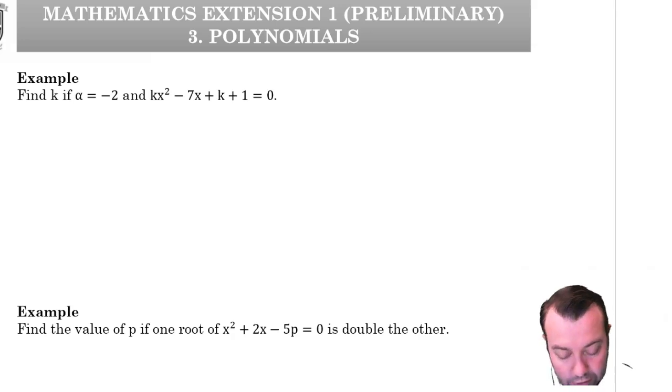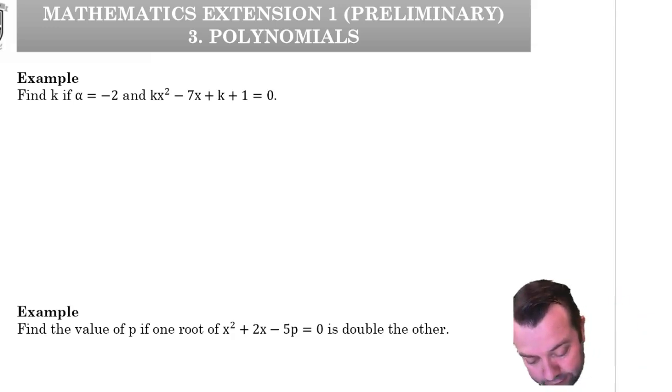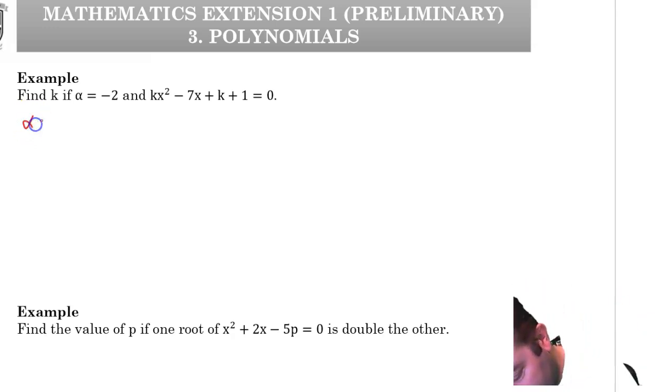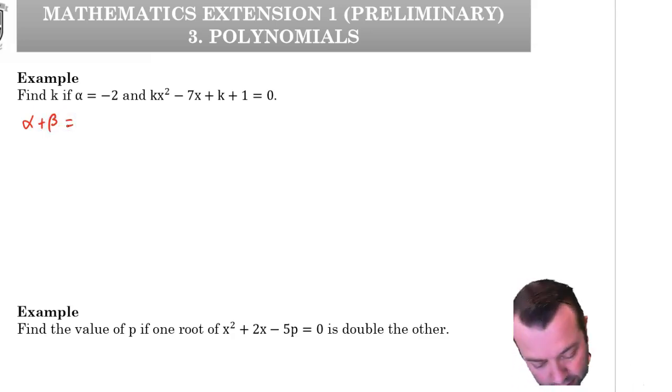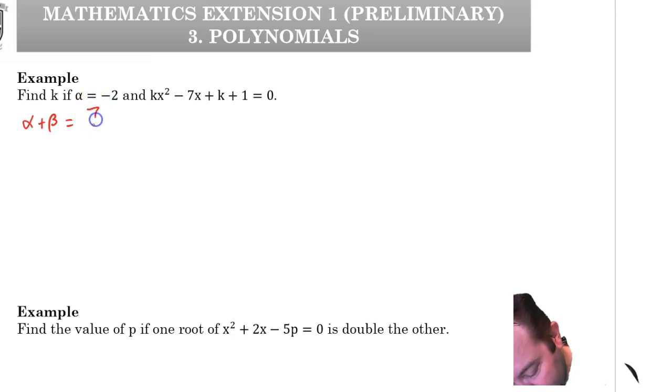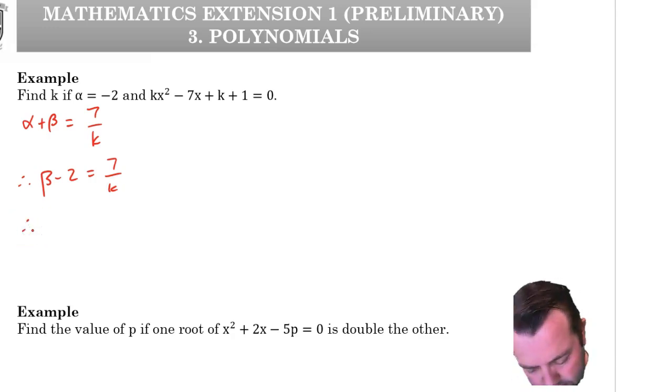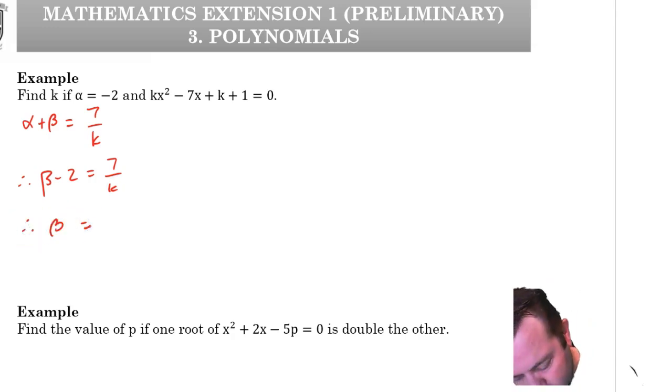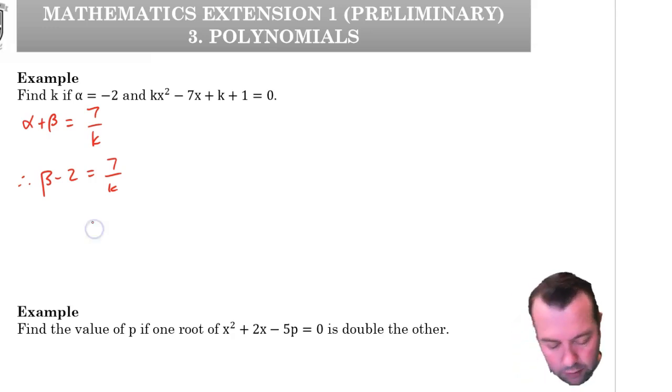Well, I've got a quadratic and I'm told what one of the roots is. Alpha equals negative 2, and we also know that alpha plus beta is going to equal negative b over a. So that is 7 over k. Therefore, remember alpha is negative 2. I'm going to say beta minus 2 equals 7 over k. Let's just leave that for the time being. Okay, we've got this. Not solved.